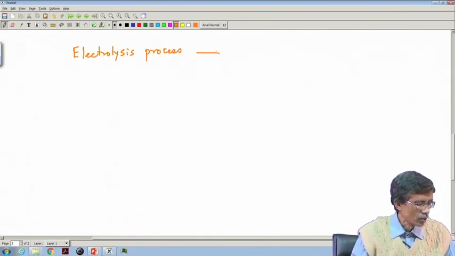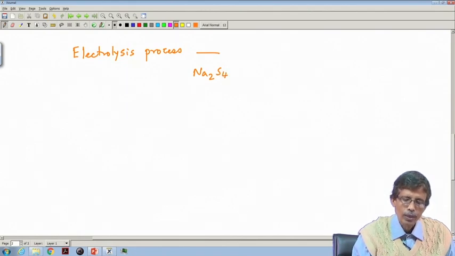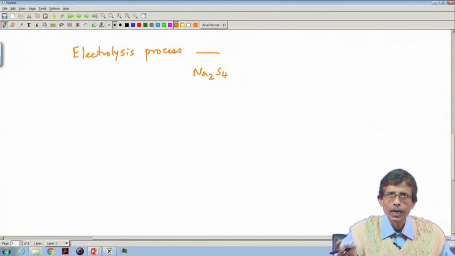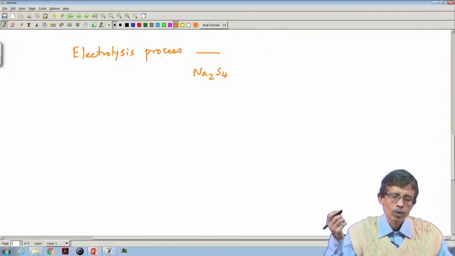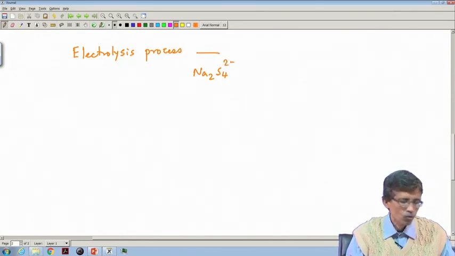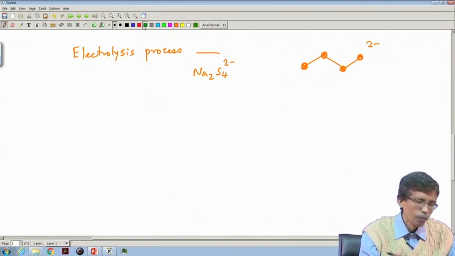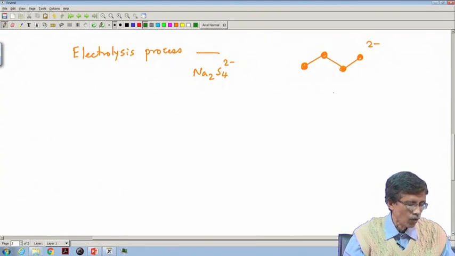In that particular process, in the electrolysis process, if we make some new species like Na2S4, what is this? We have seen that we can have sodium sulphide, and sodium dithionite. Now we are talking about something which is Na2S4, that means S4 2 minus, a species having a charge of 2 minus, which is known as a polysulphide.